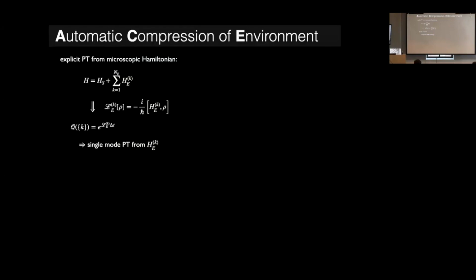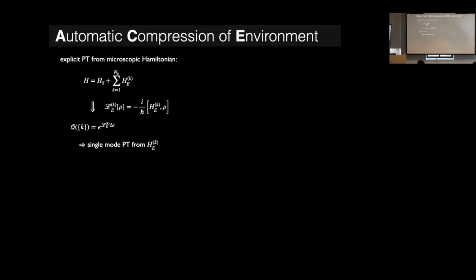So here's how we do it in the automatic compression of environment approach. Our starting point is an explicit microscopic Hamiltonian. We've got a system Hamiltonian, and we have an environment which we must be able to represent as a sum over smaller environmental degrees of freedom, smaller modes of the environment. I label them with the index k. So we discretize the environment. Sometimes we have a discrete environment to start with. In this case, we want a discrete environment. In any case, even if it's a quasi-continuum, we want to approximate it by a discrete set of environmental degrees of freedom.